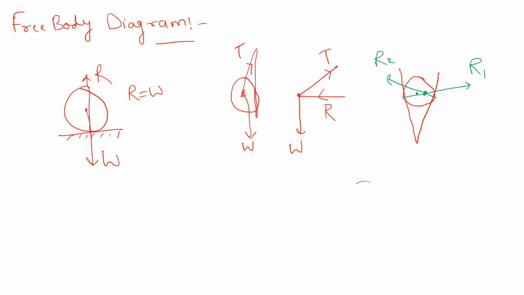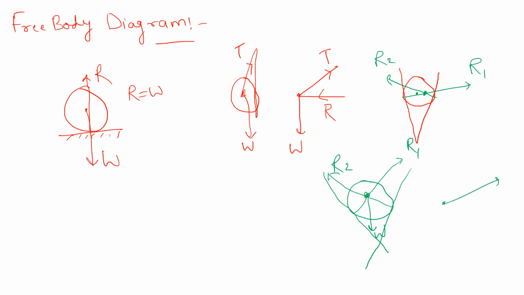Maybe this is your ball, and this reaction is here, and this reaction is here. So this is the weight of the ball, which should be here. This is R1 and this is R2. Okay. So how can you write this? This is R1, this is R2, and this is your W.